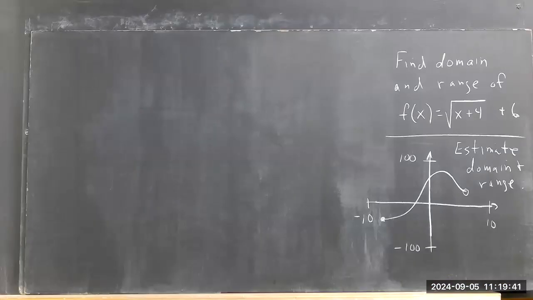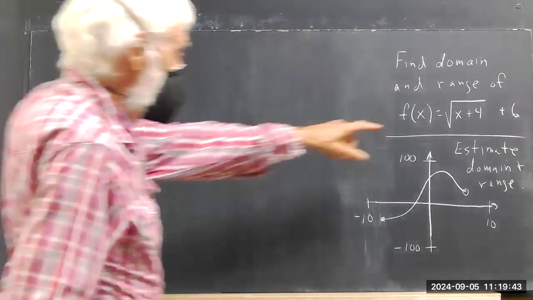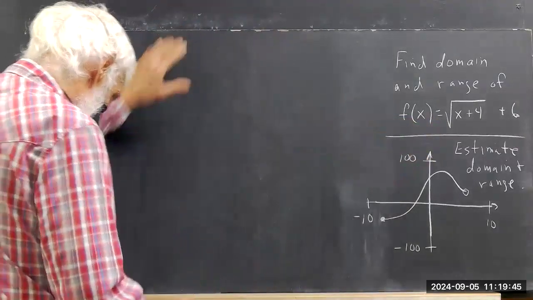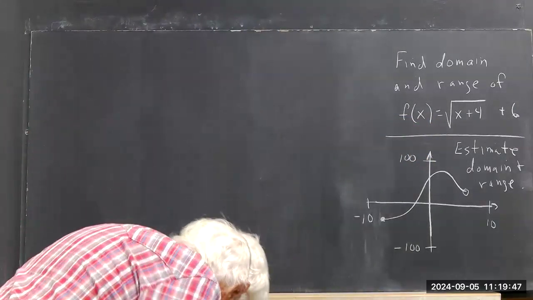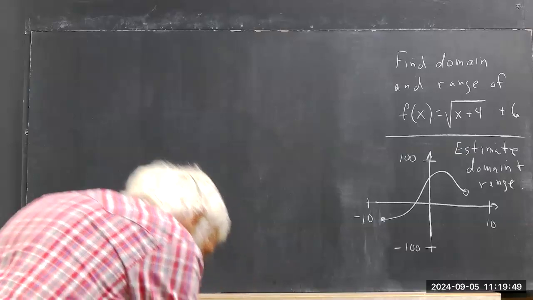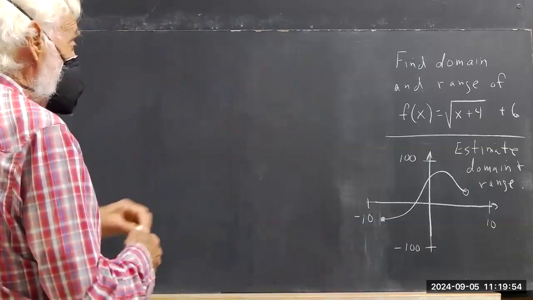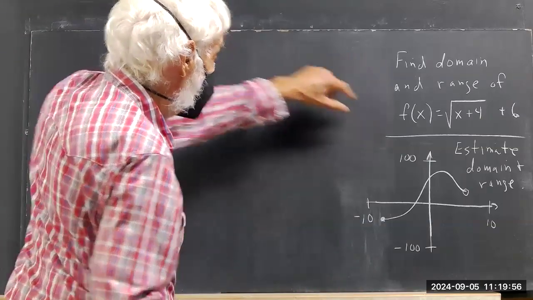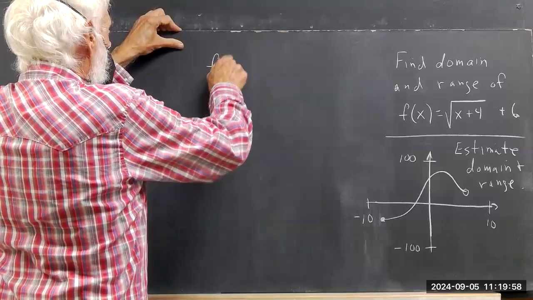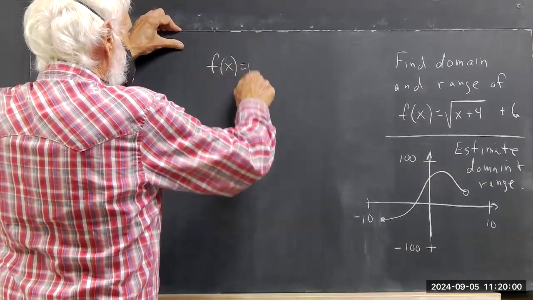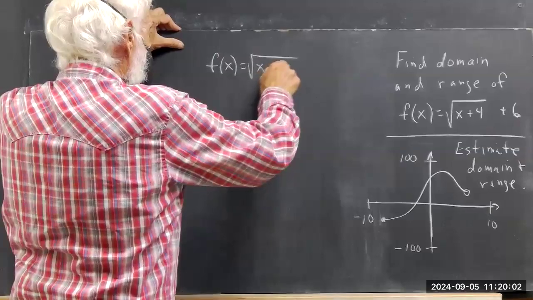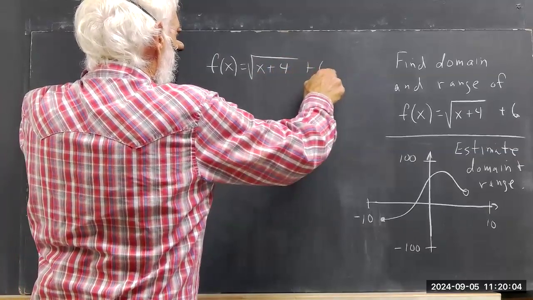Okay. So we want to find the domain of this function. So we have f of x equals the square root of x plus 4, plus 6.